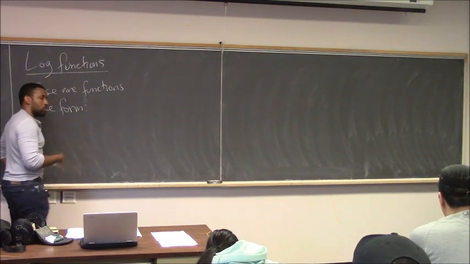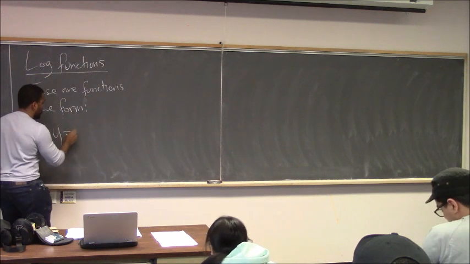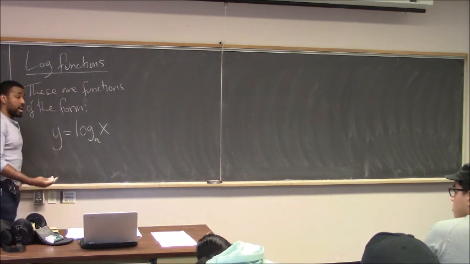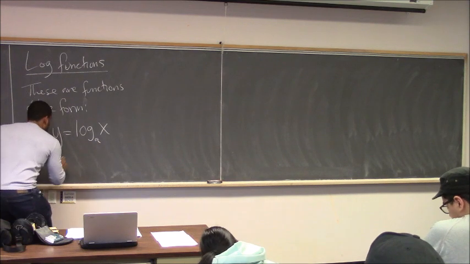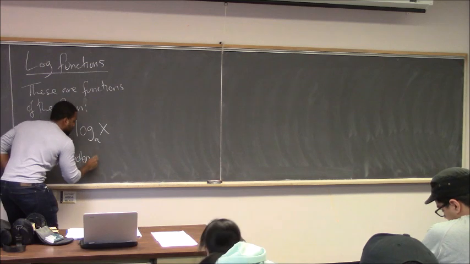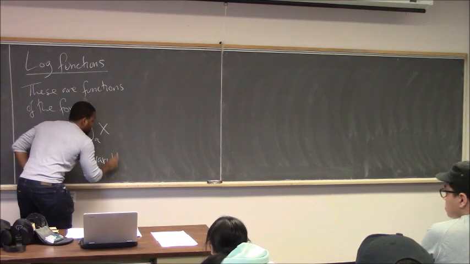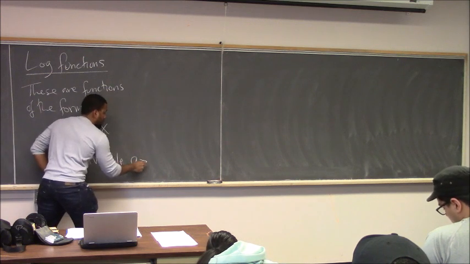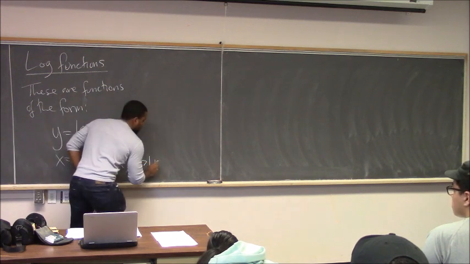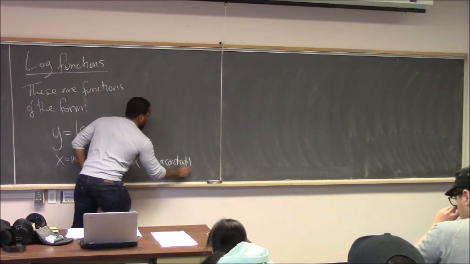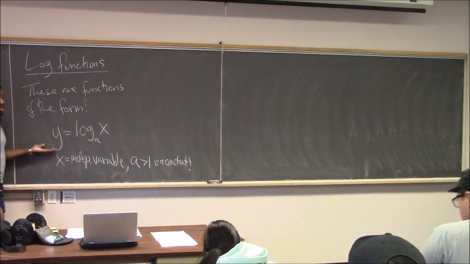These are functions of the form, they look like this. Y equals log to the base A of x, right? Where x is a variable. It's your independent variable. We spoke about that when talking about functions. That's your input, and it changes. And A, which is normally considered to be greater than 1, is a constant. Right? That gives rise to this kind of function.